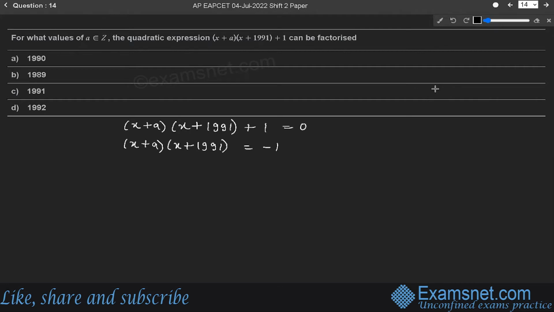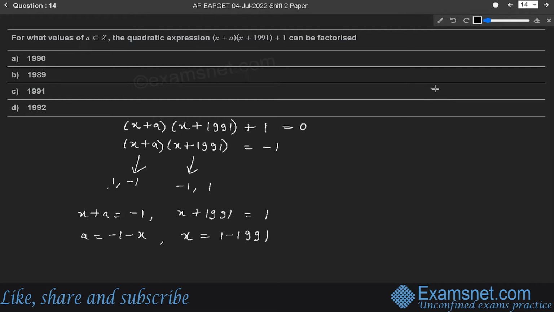Now there are two possibilities. For factors, we know that there are two factors. So either x plus a will be 1 or minus 1, or x plus 1991 will be minus 1 or 1. When x plus a is equal to 1, then x plus 1991 will be equal to minus 1. So let us check the condition. If x plus a is equal to minus 1, then x plus 1991 will be equal to plus 1. From here, we can say that a is equal to minus 1 minus x. And from here, we will get the value for x. X will be equal to 1 minus 1991. So x will be equal to minus 1990.